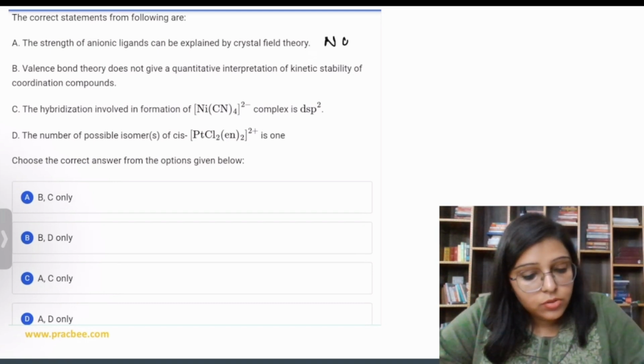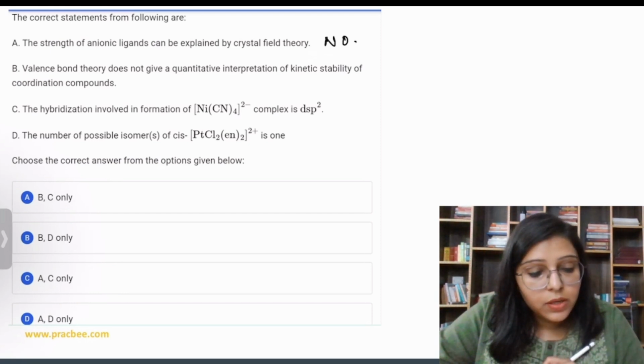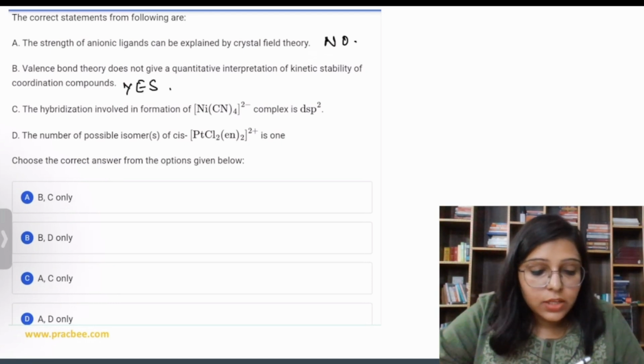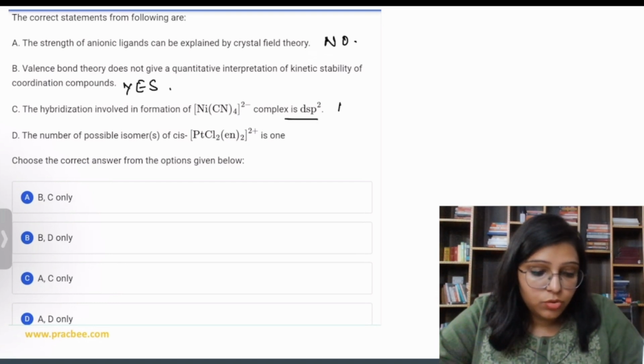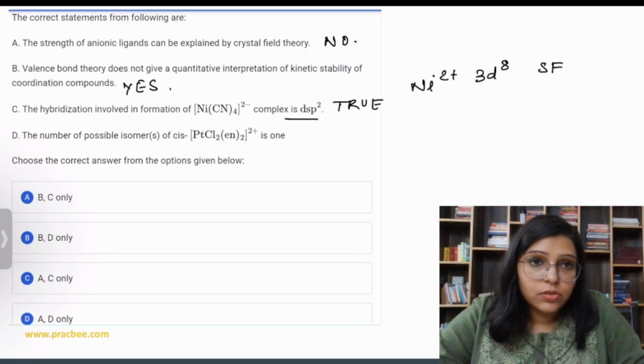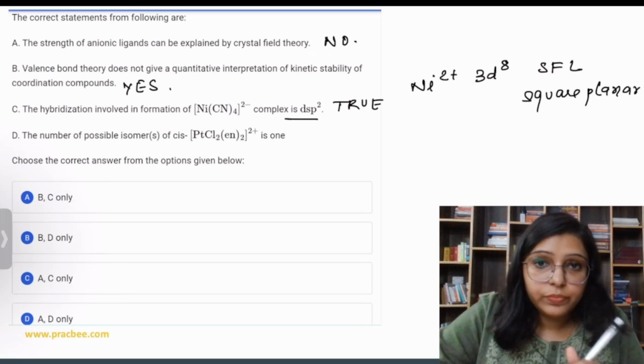So this is false. Next, valence bond theory does not give a quantitative interpretation of kinetic stability. It is true. Next, hybridization involved in the [Ni(CN)4]2- complex is dsp2. It is true. Nickel 2+ in 3d8 configuration in the presence of a strong field ligand forms square planar. In the presence of a weak field ligand, it forms tetrahedral.